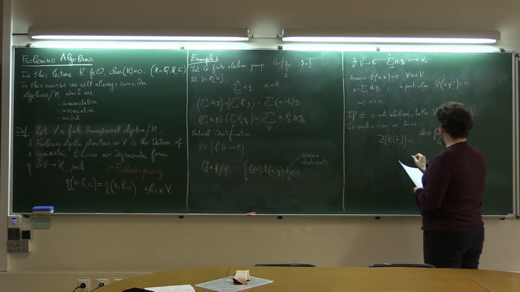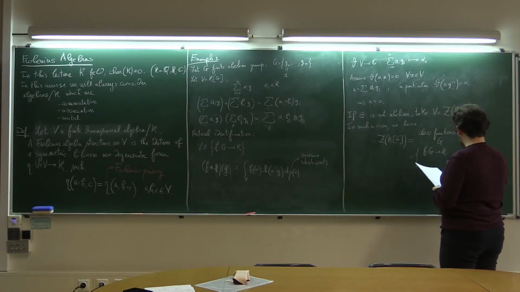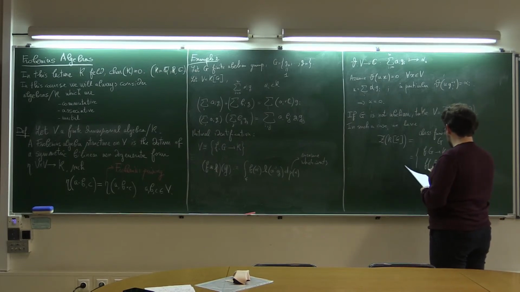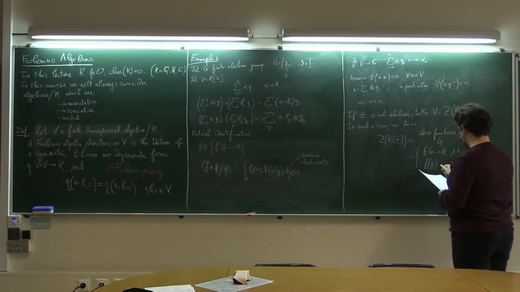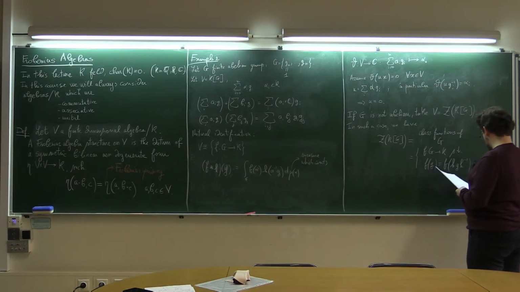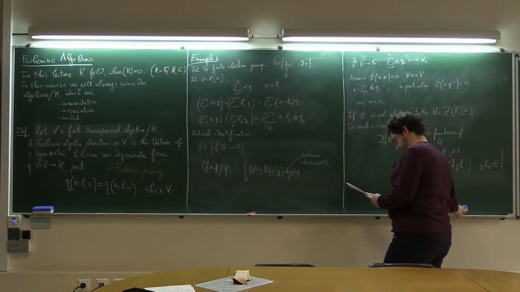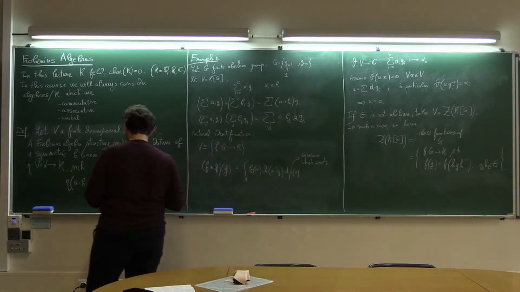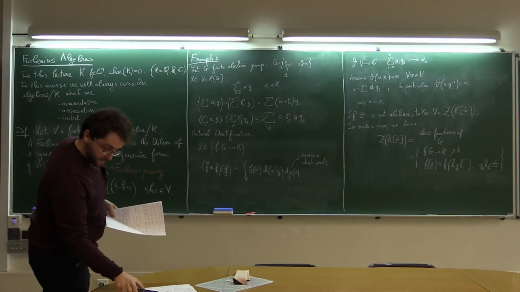That is to say, all the functions f from G to K such that they are constant on conjugacy classes. That is, f evaluated at g equals f evaluated at h g h inverse for an arbitrary element h in the group G. So this is another example of a Frobenius algebra which comes from representation theory.